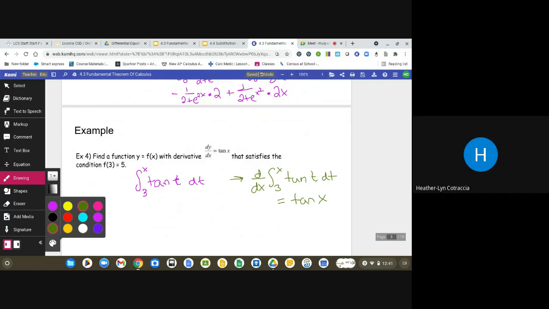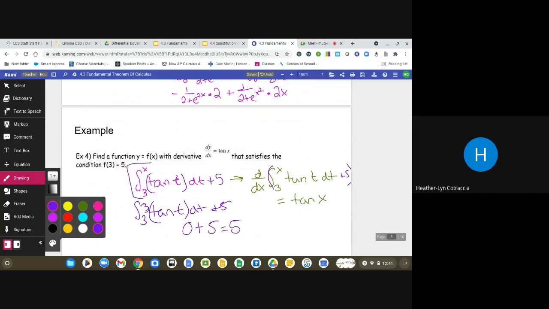Now it also has to satisfy the condition that f of 3 equals 5, and that's why I put the 3 there, because then if you put a 3 at the top, you get 0, but I don't want it to evaluate to 0. I want it to evaluate to 5. So what I'm going to do is put a plus 5 here on the end. Now that actually won't change anything because the derivative of 5 is 0, so I still get my derivative. If you plug in a 3 up here, the integral from 3 to 3 of tangent of t dt, that's 0. So remember, that was our 0 rule. So it meets the conditions.